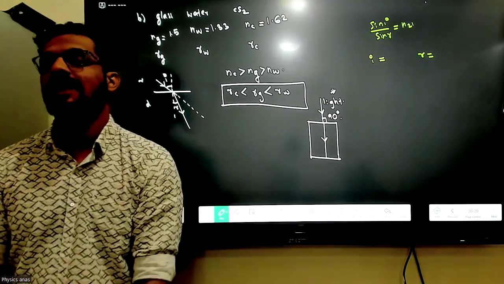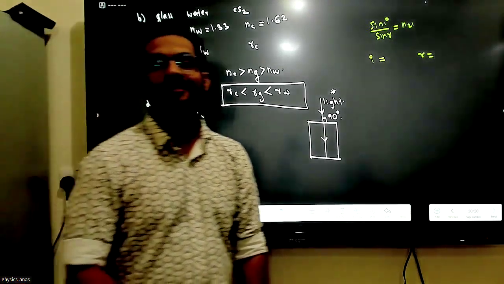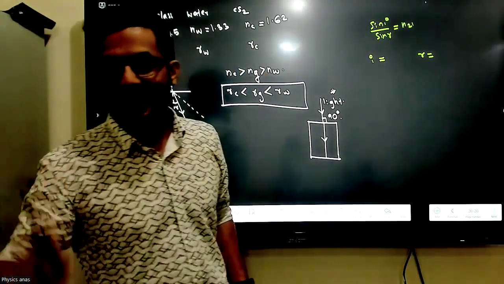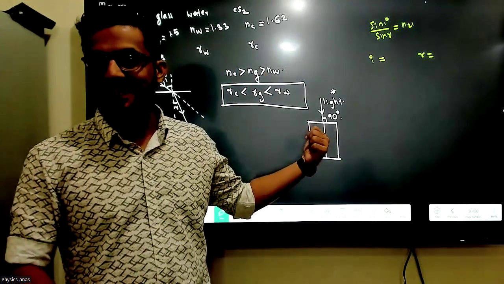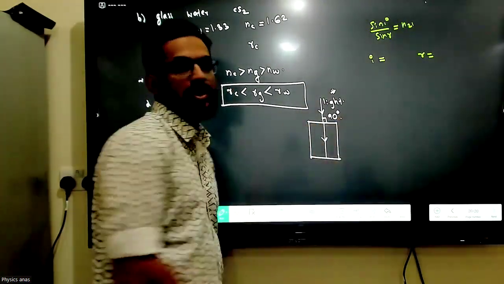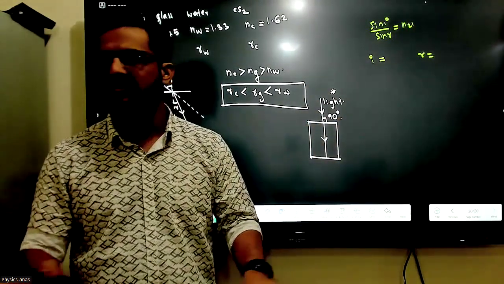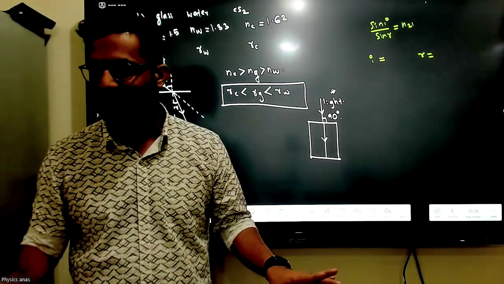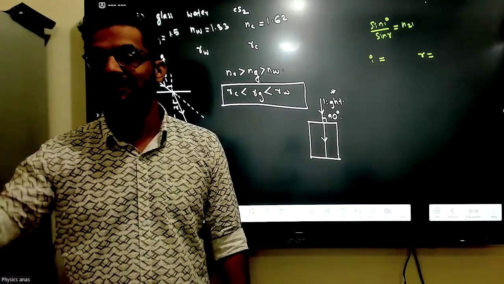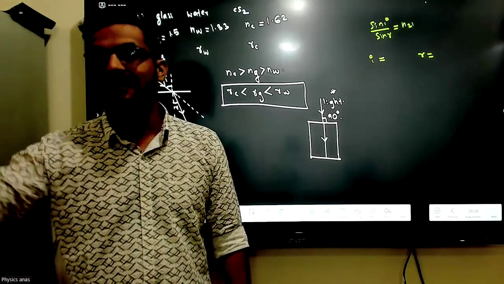Okay, what is the value of I here? No, I is not 90. 90 here is normal. Normal means the light ray is perpendicular to the surface, not the I. What is I? Define I. I is the angle between the light ray and the normal.